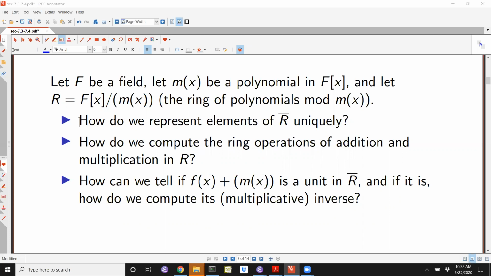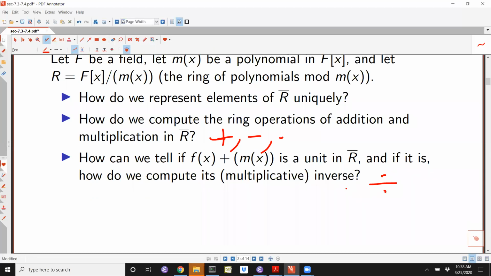We are really very much redoing arithmetic. This second question is really asking, how do we do addition, subtraction, and multiplication? And over here, how do we do division? So the point is to learn how to do arithmetic in the quotient ring R bar.